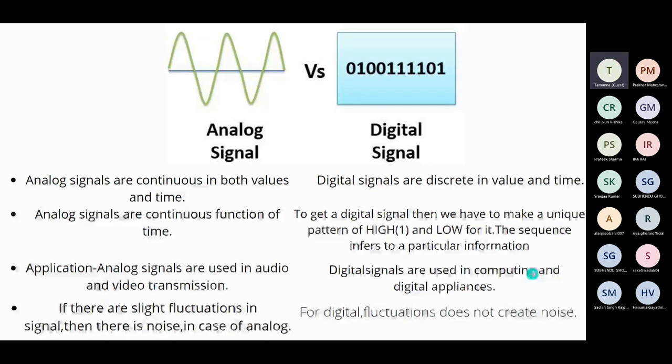And if we talk in terms of the noise, if there's a slight fluctuation in the signal, then noise is created in case of an analog signal. But for digital, fluctuation does not create any noise. I hope it's clear.